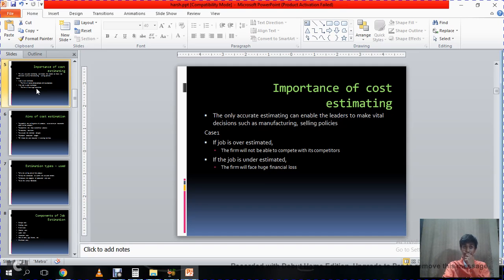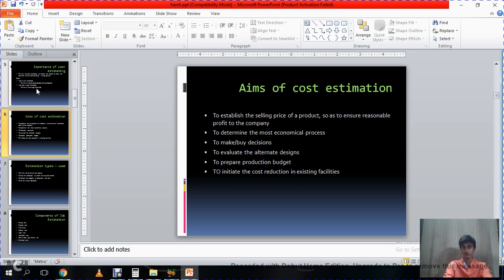Now, there can be two sides of a coin. Here also, if it is overestimated, the firm will not be able to complete the project and compete with its competitors. Basically, they won't be able to pitch in their ideas and work on it. And if the job is underestimated, the firm will face huge financial loss because they were showing something else and they're getting more expenditures, so they won't be able to cope with the difference.